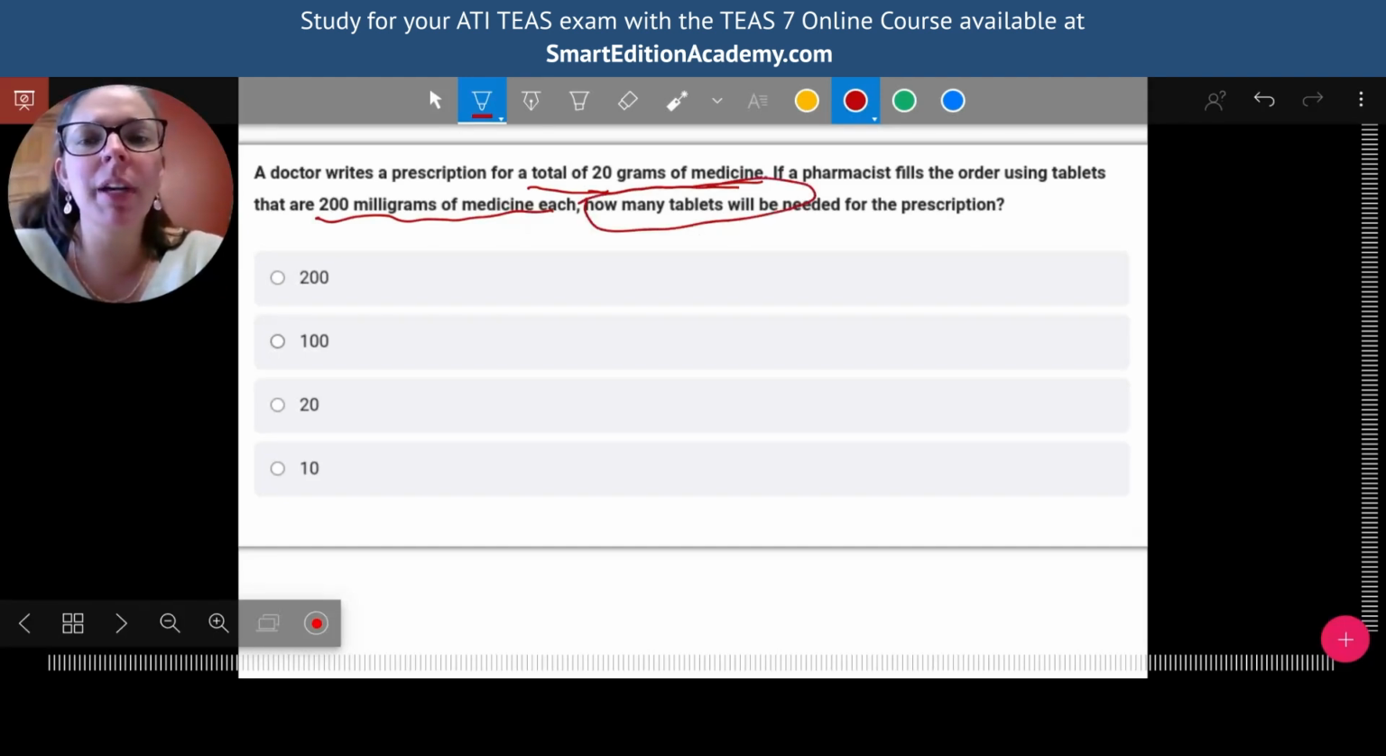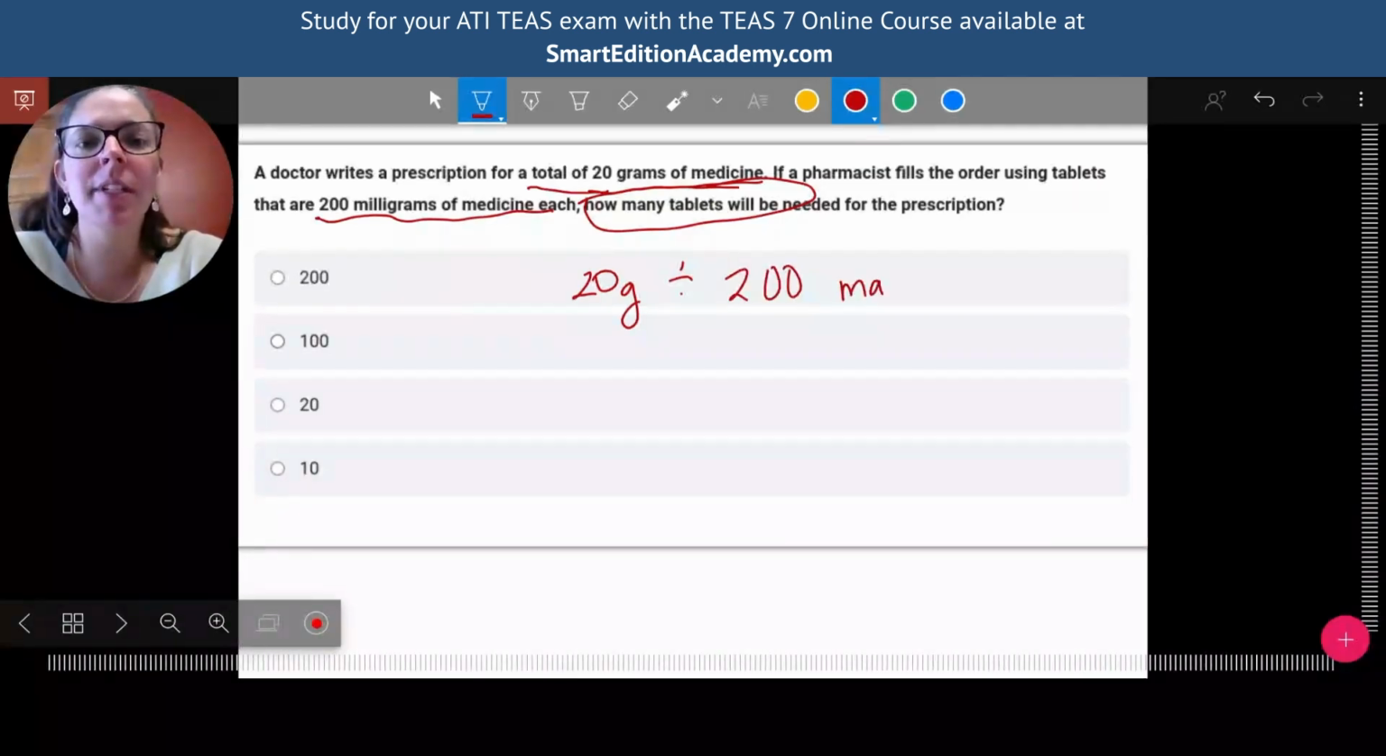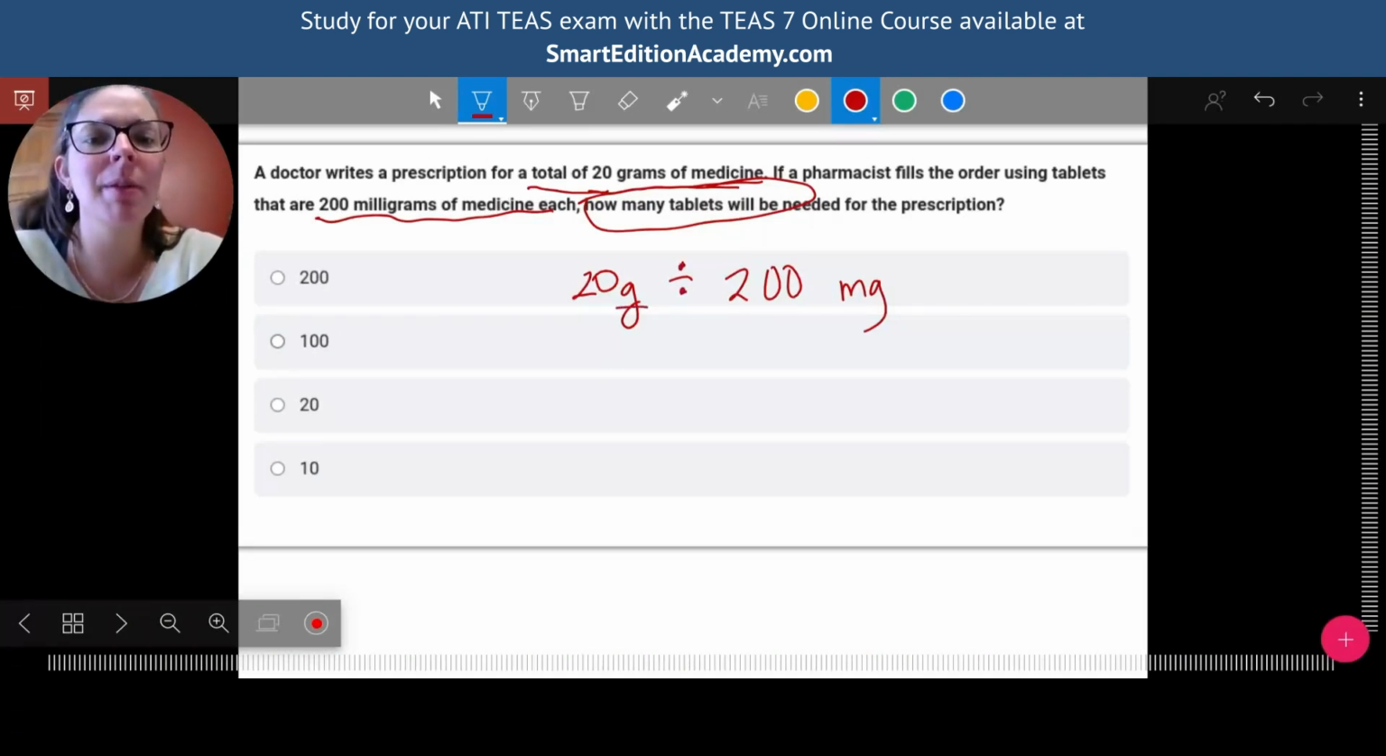So essentially what we have to do here is figure out how to solve the problem. We have 20 grams total, and we're dividing it by 200 milligram tablets to figure out how many total tablets we'll need. The problem here is that I have different units. I can't divide grams by milligrams without converting, okay? So we can choose to go from grams to milligrams or milligrams to grams. It does not matter, okay? But you do need the same unit.